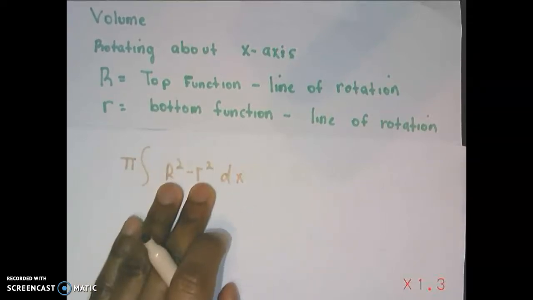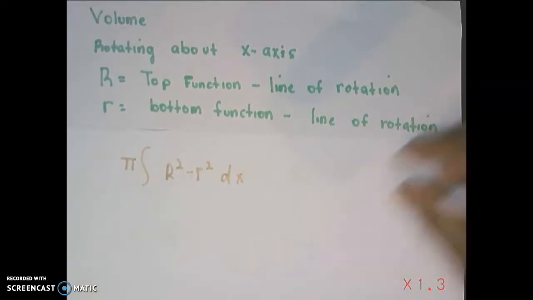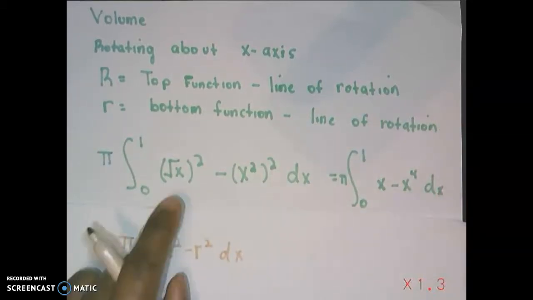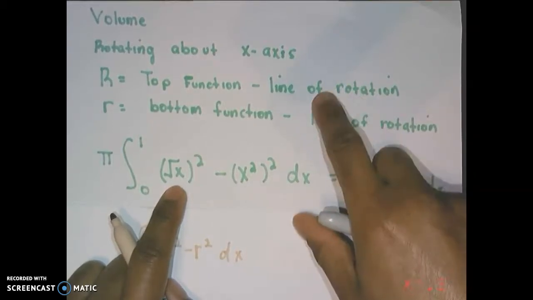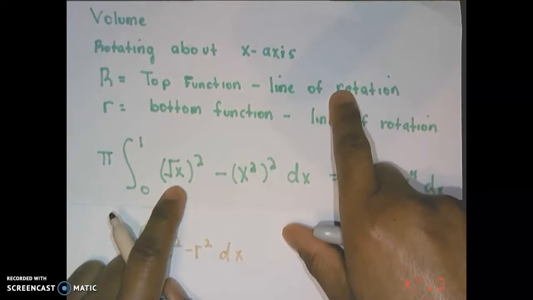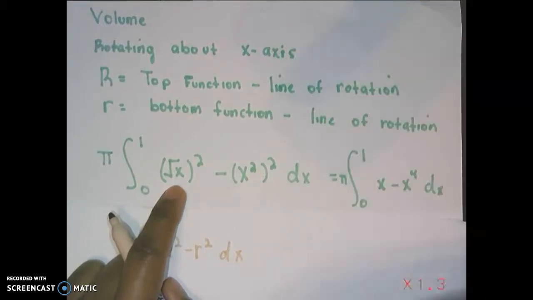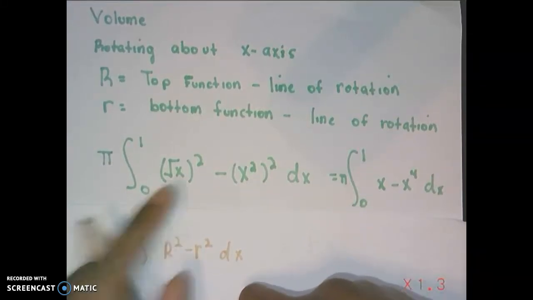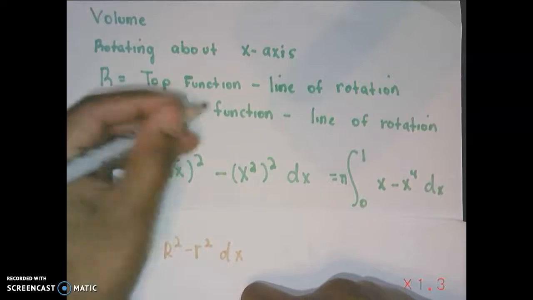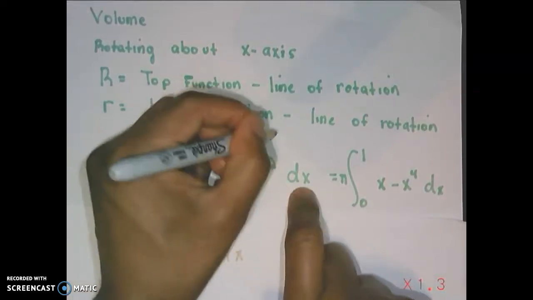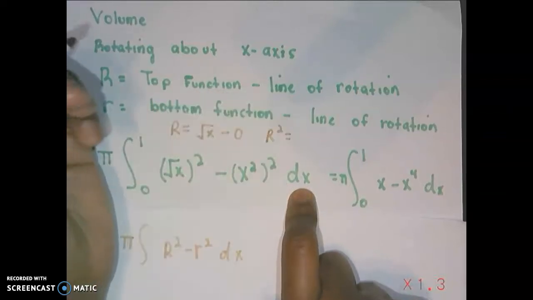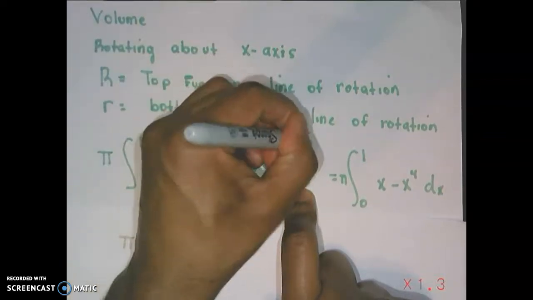So let's go ahead and look at the integration. I've already set it up. We've already talked about what the top function was. The top function was the square root of x. And the line of rotation in this case is just the x-axis, so that's where y is equal to 0. So the square root of x minus 0 is just the square root of x. I didn't write that out, but I can write it here. Capital R was equal to the square root of x minus 0. And so when I have capital R squared, that's just going to be equal to x.